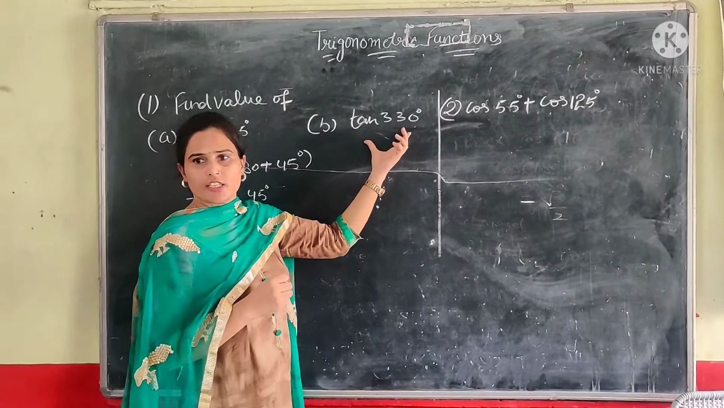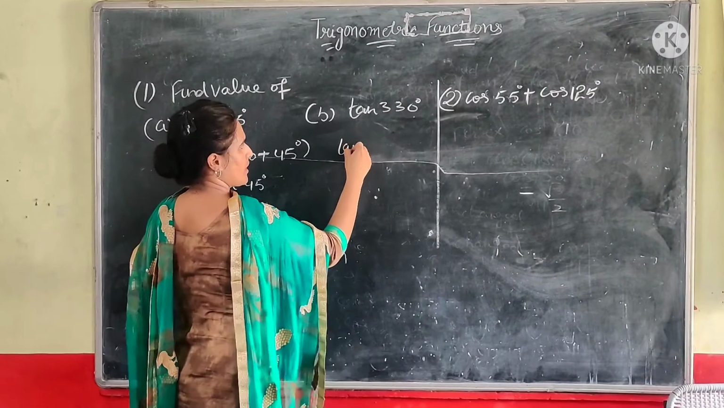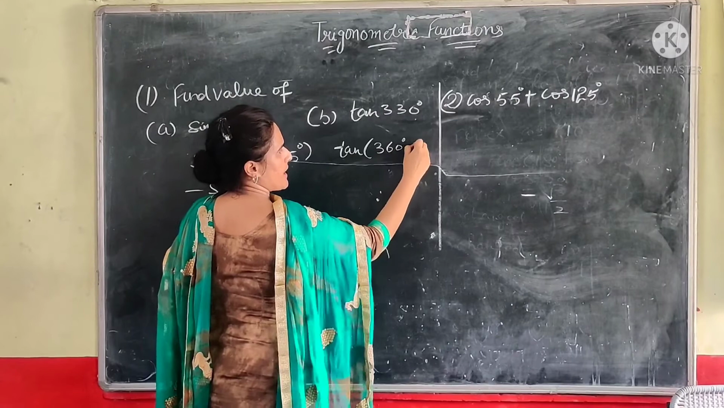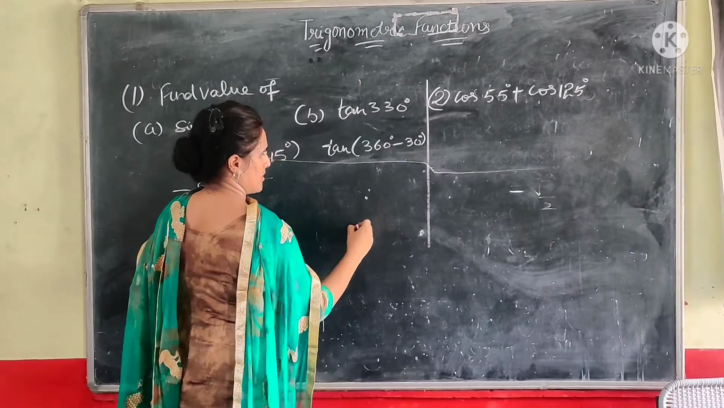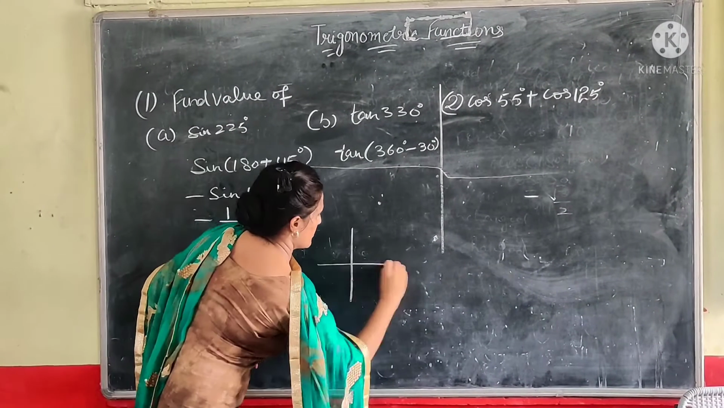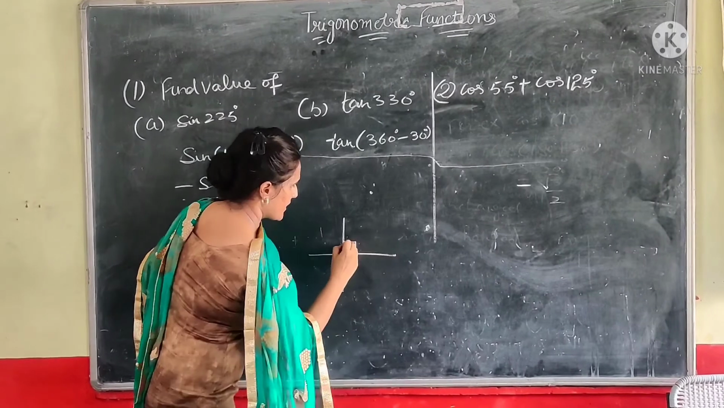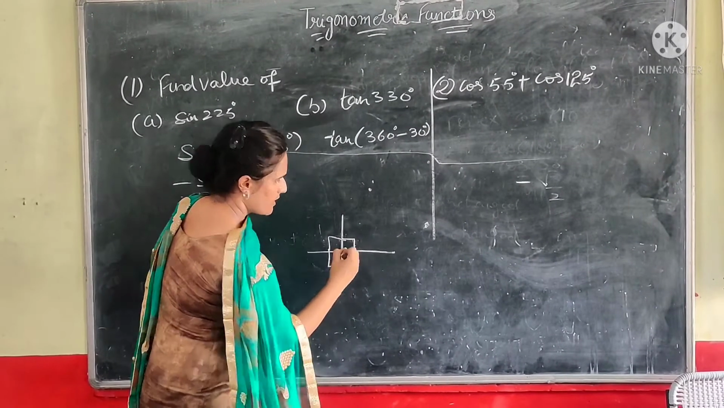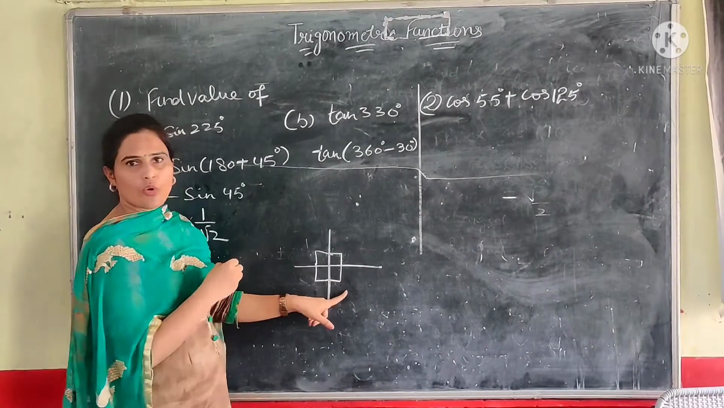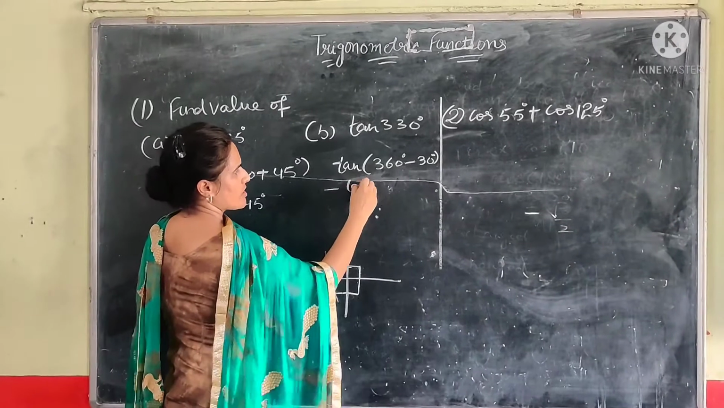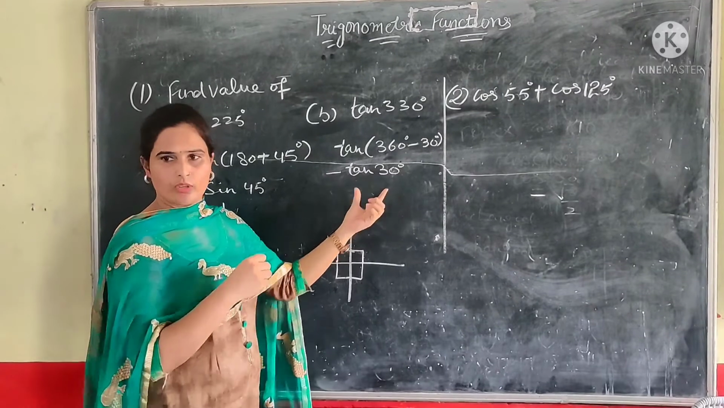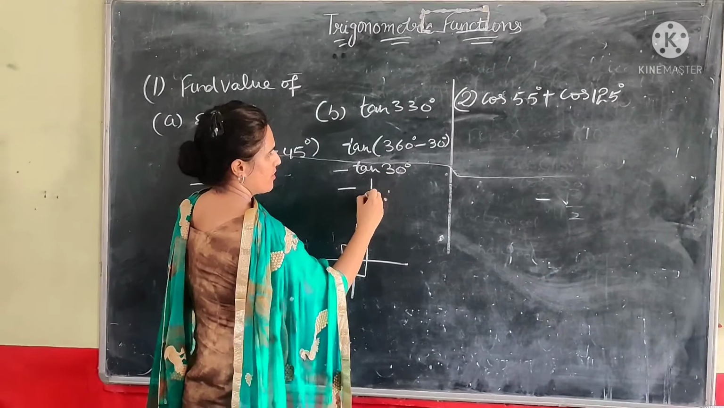Next, tan of 330 degrees, that is tan of 360 degrees minus 30 degrees. Now 360 minus 30 means, 90, 180, 270 and 360. 360 minus 30, that is the fourth quadrant, and in the fourth quadrant tan is negative, so minus of tan 30, and tan 30 is equal to 1 by under root 3, so the answer is minus 1 by under root 3.